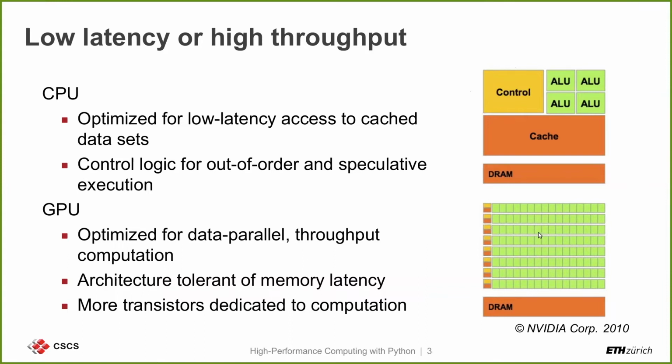Contrast that to the GPU here. You see with green how much of the area of the chip is dedicated to computation. And the GPU tolerates the memory latency, and it does so by introducing massively parallel computation, via many more transistors which are dedicated to actual computation. So you see here, we have some very small caches, while above, a very large area of the CPU is dedicated to cache and control.